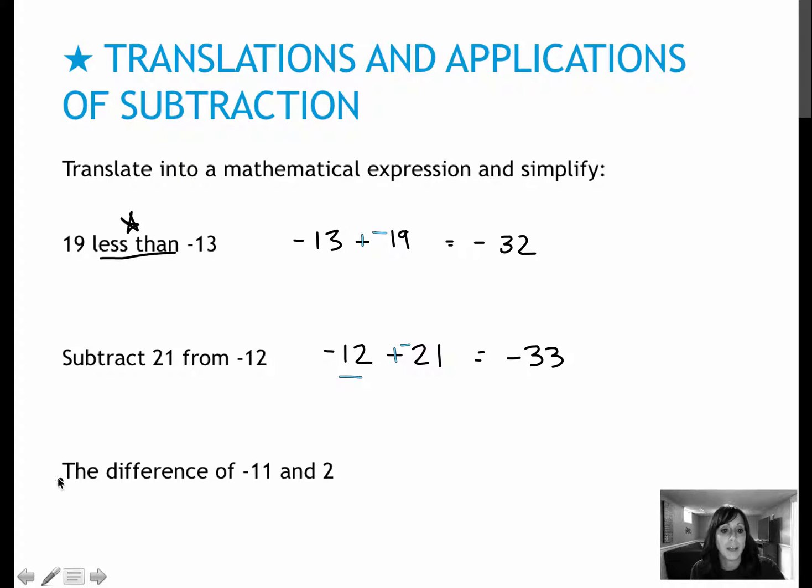And the last one on this page, the difference of negative 11 and 2, this one's fairly straightforward. I'm just going to write it as is in the order that they gave me. And now I'm going to keep, flip, change. I've got two negatives. I'm going to combine to a larger negative value. Negative 13 is my solution.